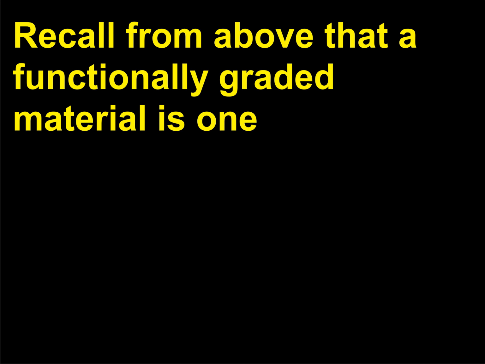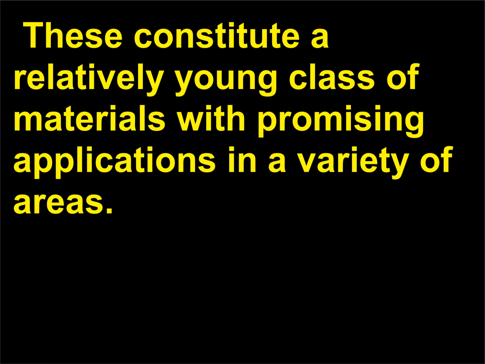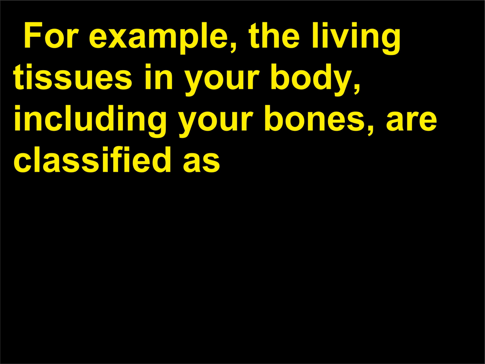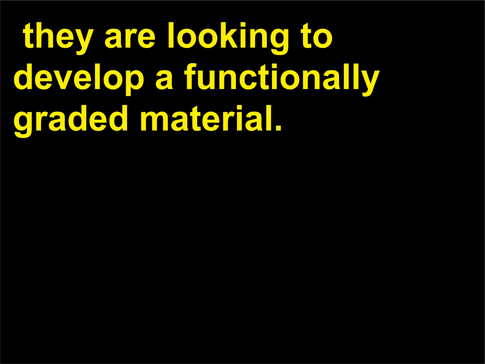Recall from above that a functionally graded material is one that varies in one or more properties throughout its dimensions. These constitute a relatively young class of materials with promising applications in a variety of areas. For example, the living tissues in your body, including your bones, are classified as natural, functionally graded materials, so if scientists want to develop materials capable of replacing these, they are looking to develop a functionally graded material.